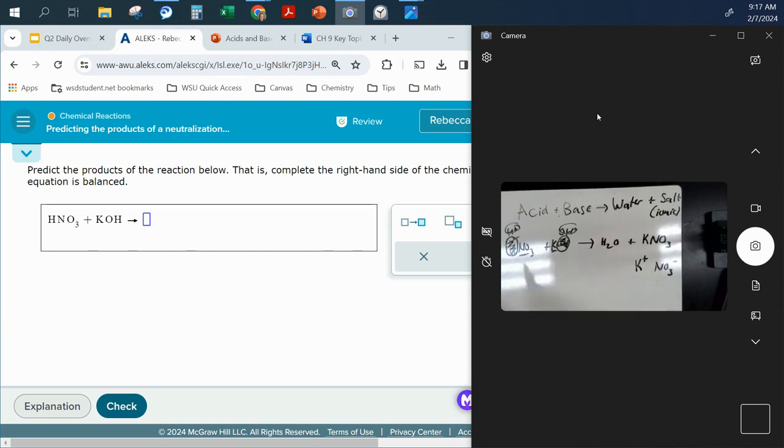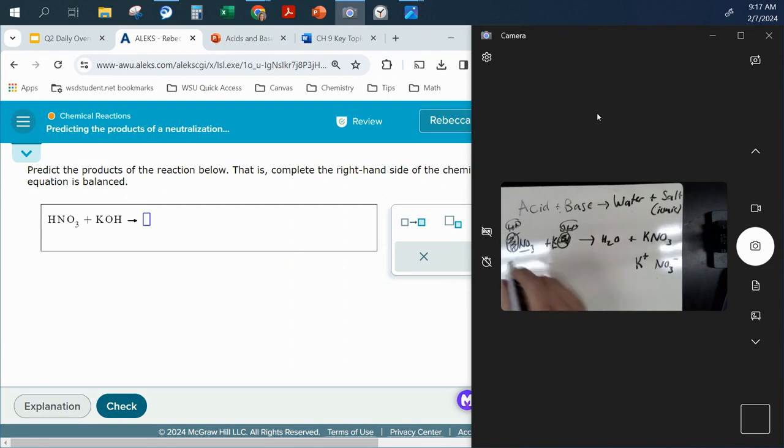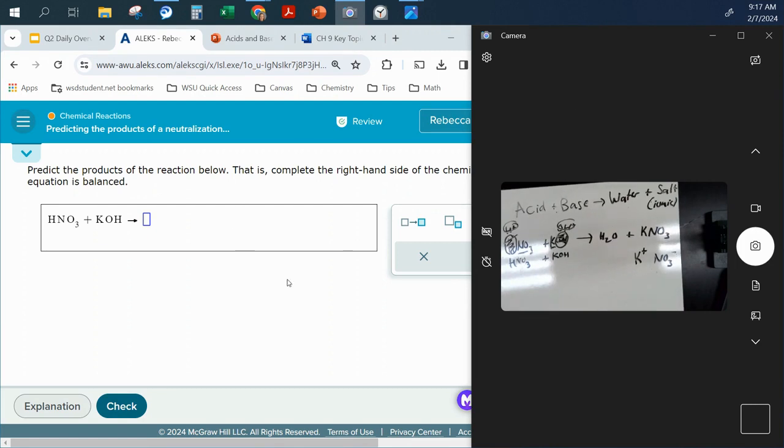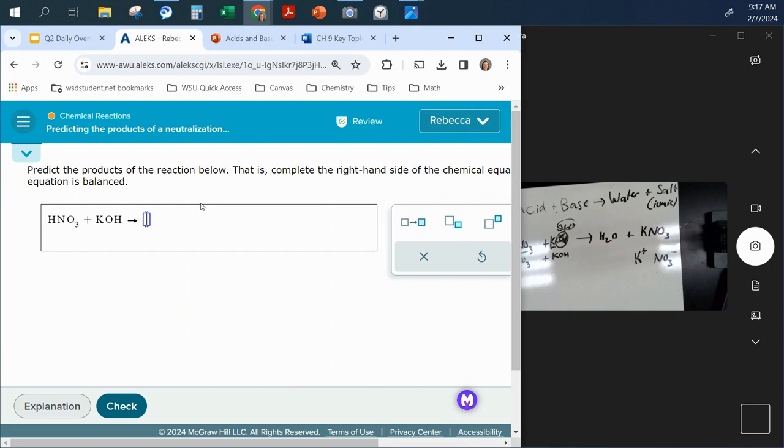But sometimes you do. And then I can go through and make sure I have 2 hydrogens on both sides. I can make sure I have 4 oxygens on both sides. And I can make sure I have a nitrogen. So this is balanced. I don't have to put any coefficients. So then I just put in here, I made water. For this formula, I predict the products are water and this ionic compound, KNO3.